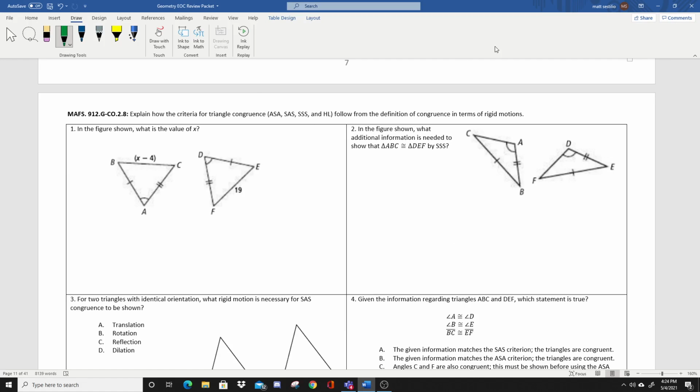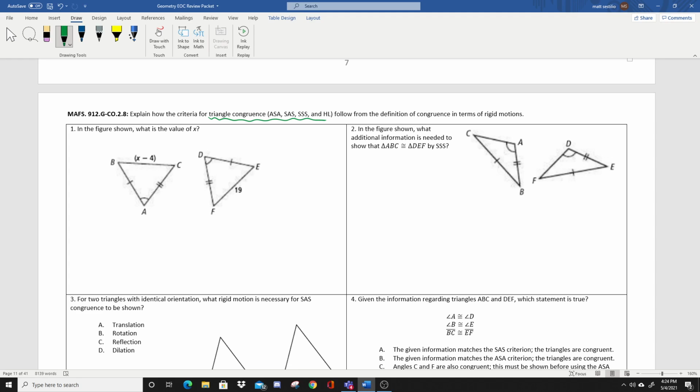So if you think you need more help with page 8, which is what this one is, it says explain how the criteria for triangle congruency, so ASA, SAS, SSS, and HL. I made Khan Academy videos, or I linked them and made assignments. There's a lot of stuff for this. Feel free to use YouTube and things like that. There's a lot of stuff for triangle congruency. That's what you'd want to look up.